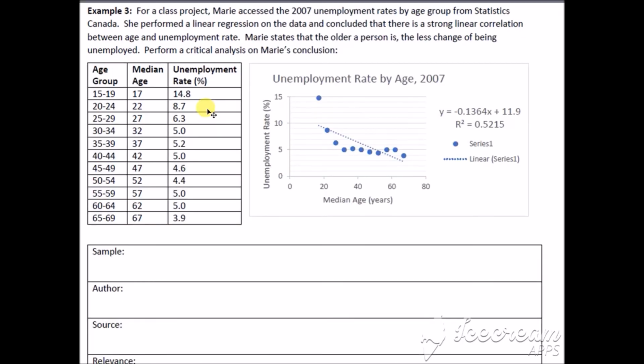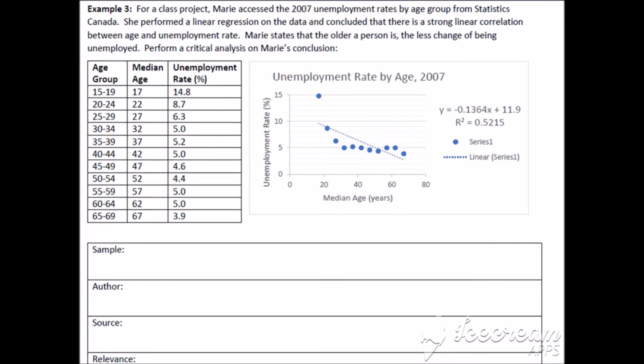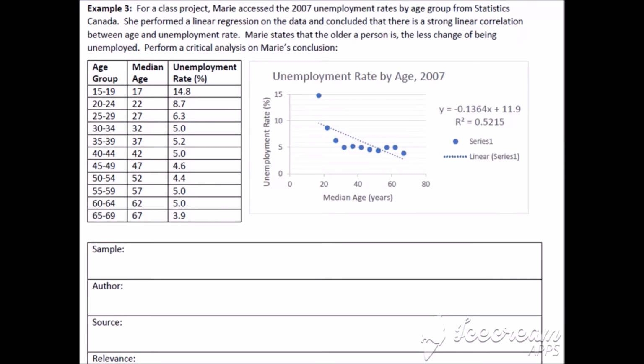Okay, last one, example 3. For a class project, Marie accessed the 2007 unemployment rates by age group from Statistics Canada. Okay. If you're familiar, Statistics Canada is a group sponsored by the government, and they collect statistics from a huge array of topics. It could be unemployment, GDP, business, healthcare, maybe traveling, expenses.